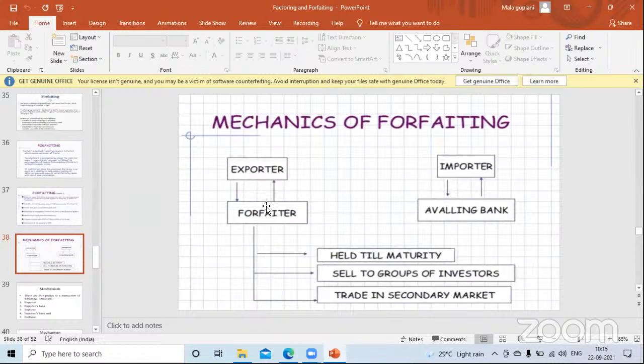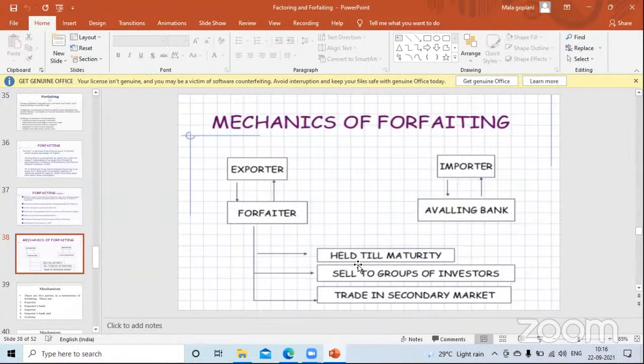If you can see the arrows, the exporter goes to the forfeiter. Now, what is the forfeiter doing? The forfeiter holds the bills till the maturity date, and the advance is given to the exporter. The forfeiter has three options. Either he can hold all the bills till the maturity date, or he can sell them to a group of investors, or he can trade them in the secondary market.